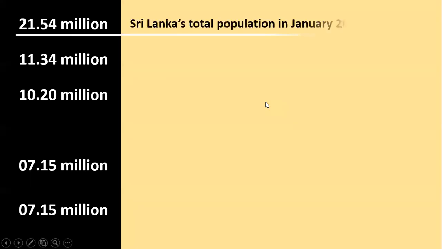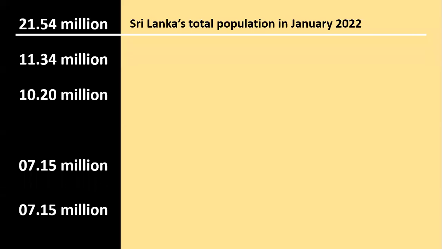Everyone, here you can see a few numbers in millions, right? 21.54 millions, 11.34 millions. There are 5 numbers in millions, right? So let's see what these numbers are. First one, can someone assume what the first one is? 21.54 million is the familiar one. Normally we say 22 million. So that is the total population in Sri Lanka in January 2022, right?